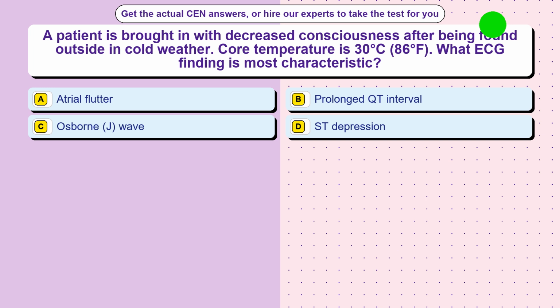Question 25. A patient is brought in with decreased consciousness after being found outside in cold weather. Core temperature is 30 degrees Celsius, 86 degrees Fahrenheit. What ECG finding is most characteristic? Option A, atrial flutter. Option B, prolonged QT interval. Option C, Osborne, J, wave. Option D, ST depression.